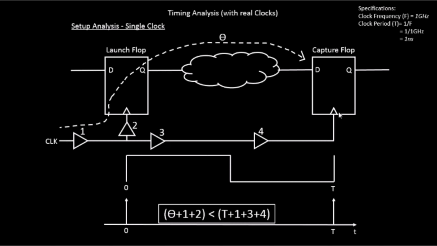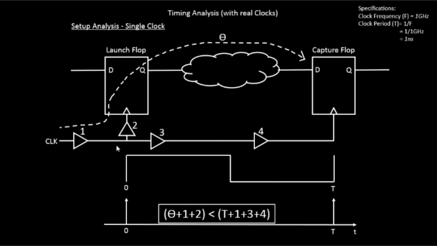So it will again be the capture clock network delay. And why is it called the capture clock network delay? Because the delays are being calculated, or the buffers are being counted, only in the capture path. So 1 plus 3 plus 4 comes in the capture path, and 1 plus 2 comes in the launch path. The equation now becomes theta plus 1 plus 2 should be less than T plus 1 plus 3 plus 4. So let us try to see what is actually happening over here.